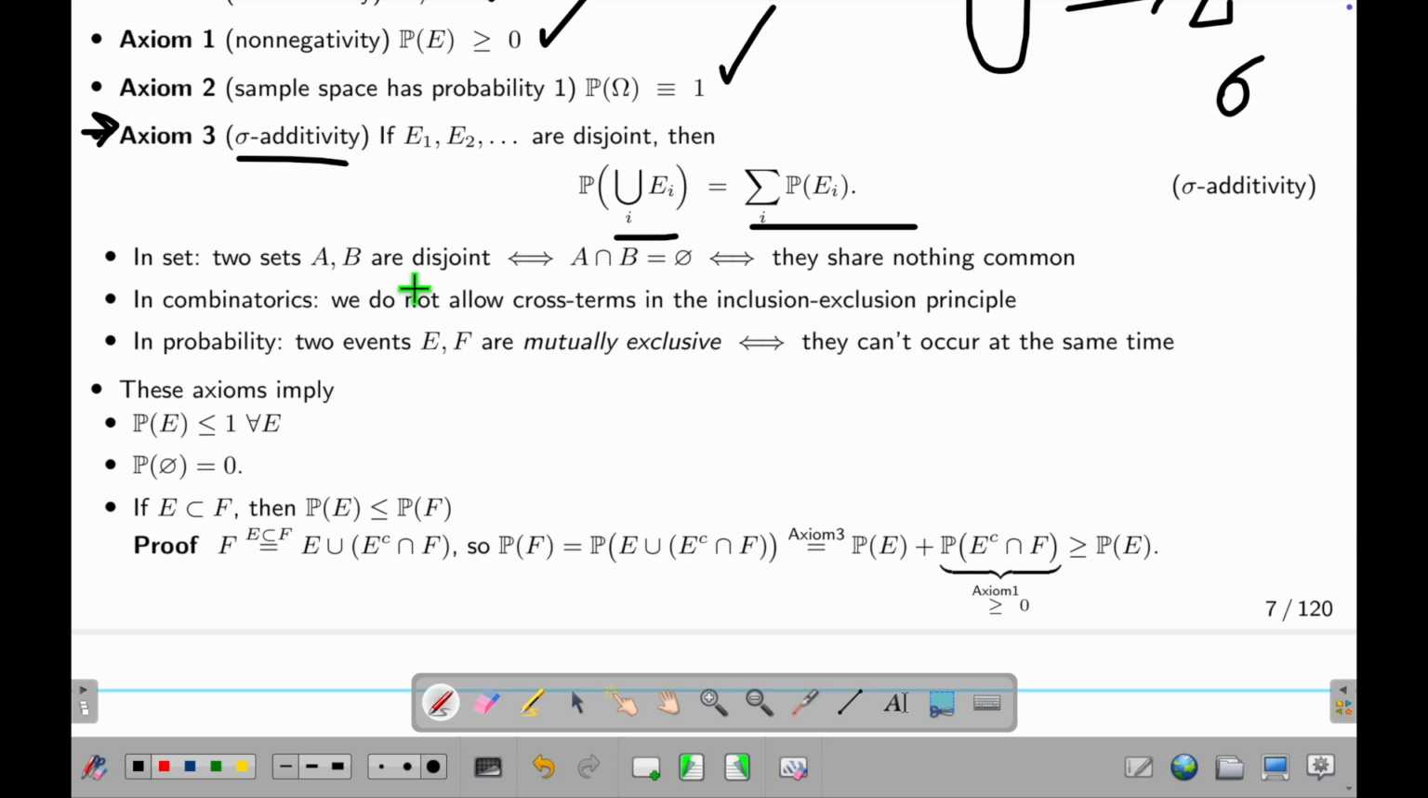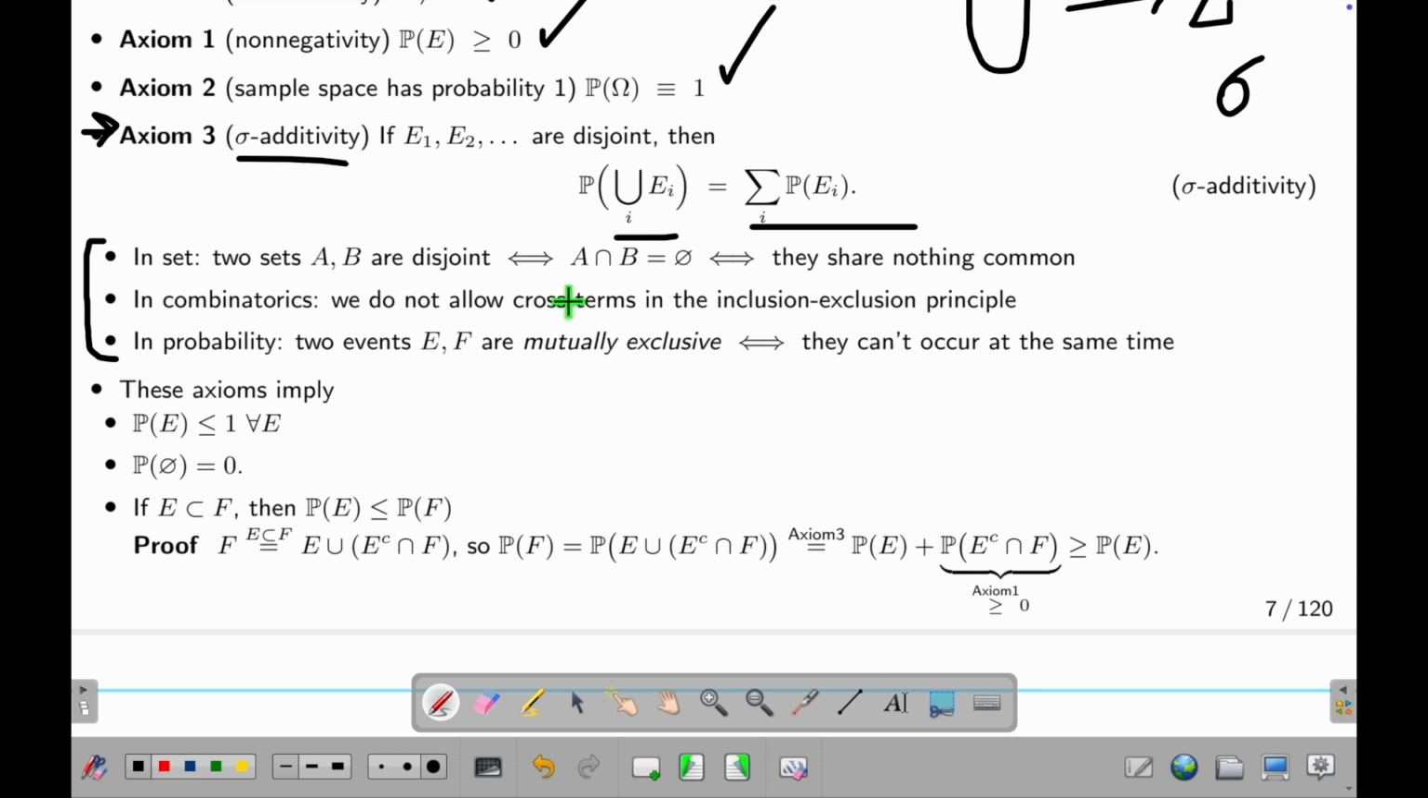This is revision. I have A, B. If they are disjoint, then A intersect B is empty. That means they share nothing. In combinatorics, what's that? It's the inclusion-exclusion principle. In probability, what's that? We call it mutually exclusive. That means what? This is one stone kill 3 birds. They are the same thing.